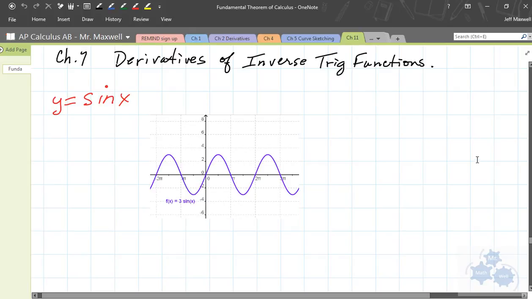Alright, today's lesson is we're in chapter 7, and we're going to talk about inverse trigonometric functions and their derivatives. And so what I want to do is just show you a quick video here on a sine function, and I'm going to talk about its inverse. Okay. So first of all, here's the sine function, y equals sine x. Here's a picture of it right here.